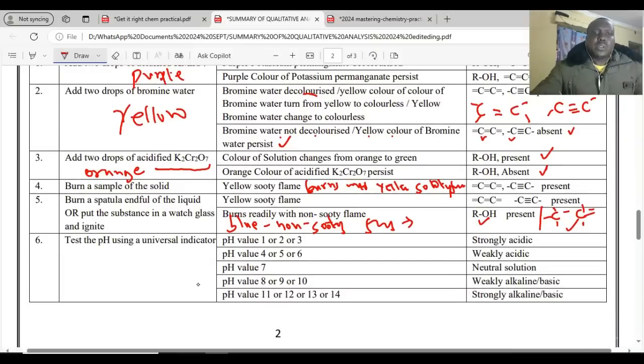Whenever you are given a universal indicator to use, we are testing for the pH. If the pH is 1, 2, 3, then it is strongly acidic. If the pH is 4, 5, 6, weakly acidic. If the pH is 7, that means the solution is neutral. If the pH is 8, 9, 10, it means weakly alkaline, weakly basic. And if the pH is 11, 12, 13, 14, then it means strongly basic.